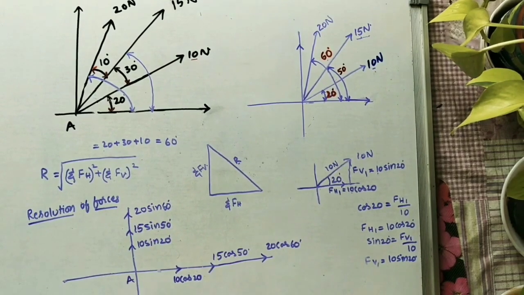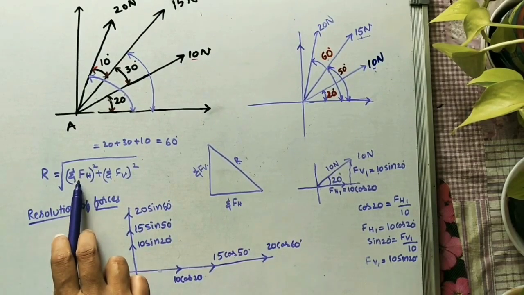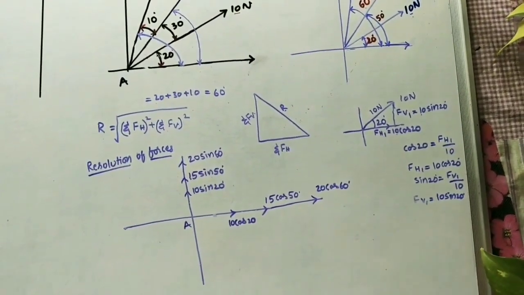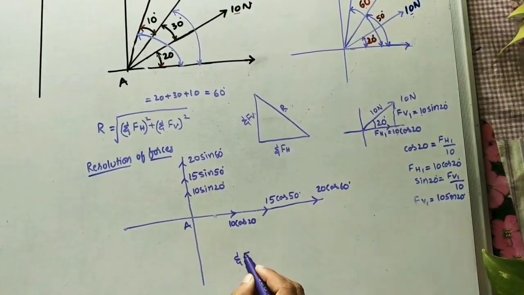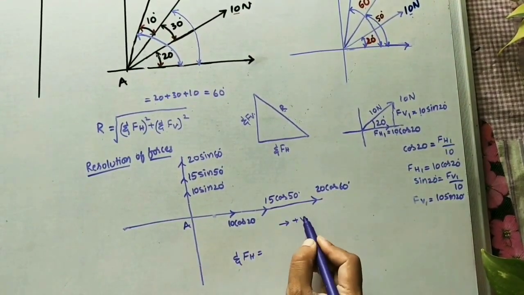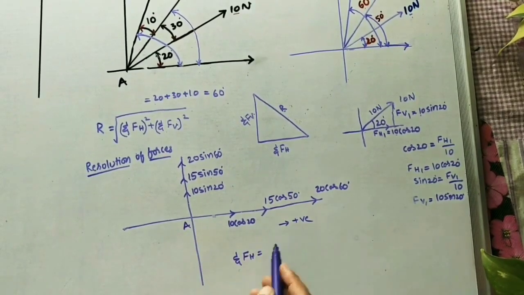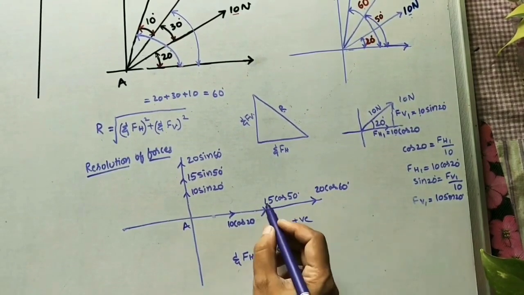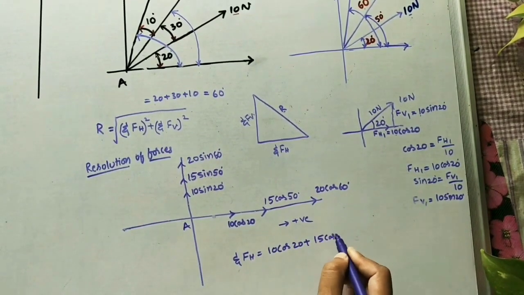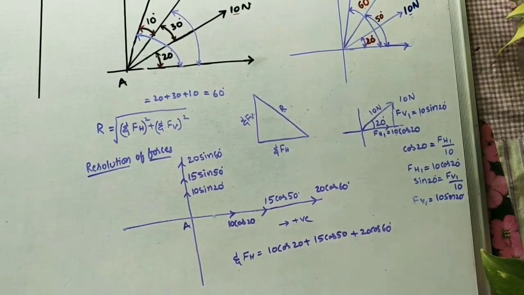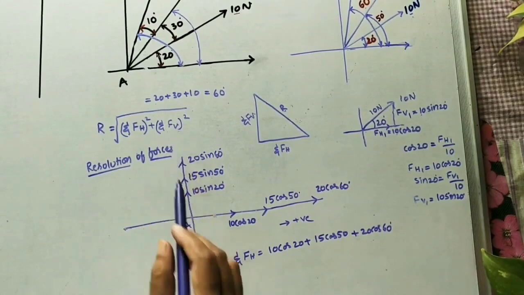Now at point A all of these are acting. What do we have to do next? For finding the resultant we have to take the sum of all horizontal forces and the sum of all vertical forces. So the next step is to find sigma Fh. Sigma Fh is equal to, first, this side forces I am taking positive, because all horizontal components are in the positive direction. The first force is 10 cos 20 plus the next force 15 cos 50 plus 20 cos 60.